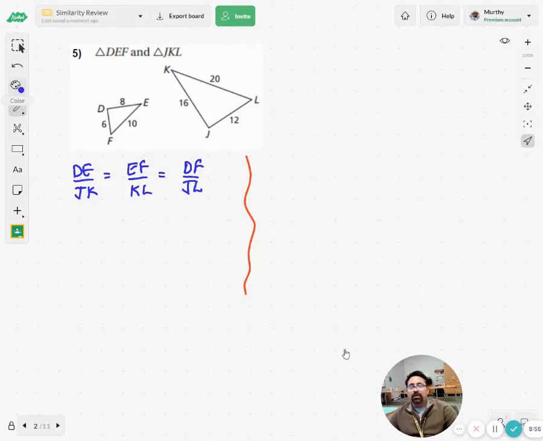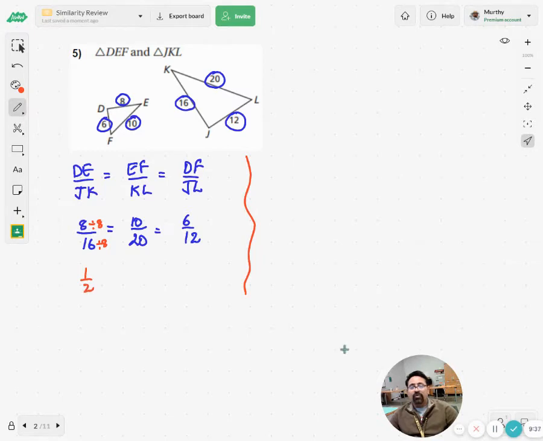Now let's plug in the values. DE, I see that it is 8 units. JK, I see that 16. EF, I see that 10 units here. KL, I see that 20 units. DF, 6 units here, and denominator JL, it is 12. You may make use of a calculator. I'm sure that you know how to simplify. You can divide by 8, so you end up with 1 over 2.